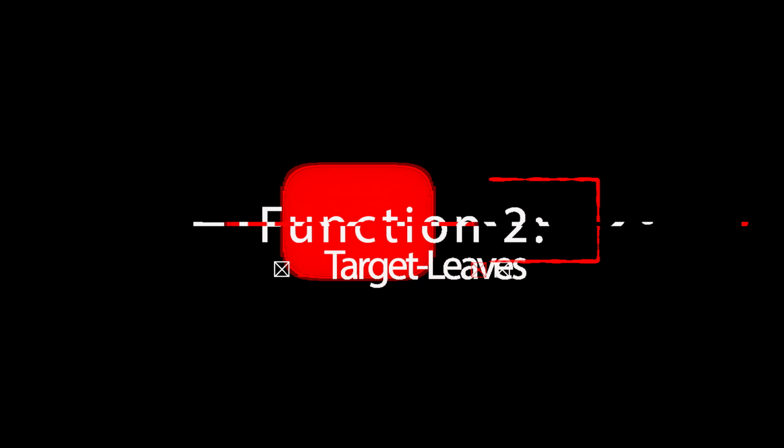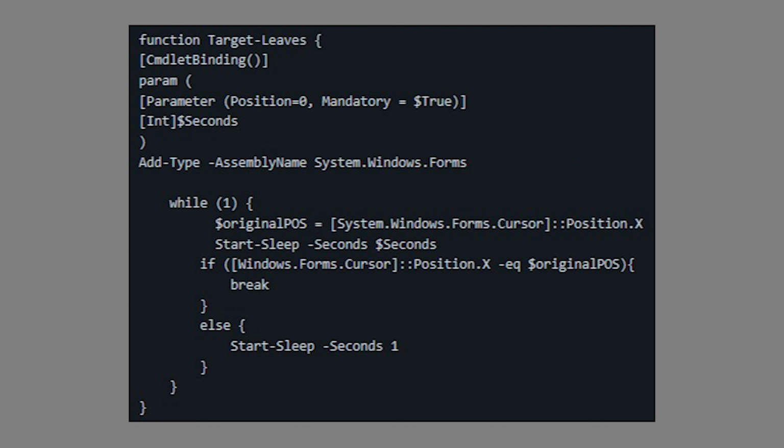Function 2, target leaves. For this second function, you will find a few things to be familiar, while also finding some new techniques being implemented. This time we'll be using a parameter to have the option of dictating how many seconds you would like your target's cursor to be in the same position before continuing the script. You would use this function with the intention of running a payload while your target is indicating they are away from their desk.